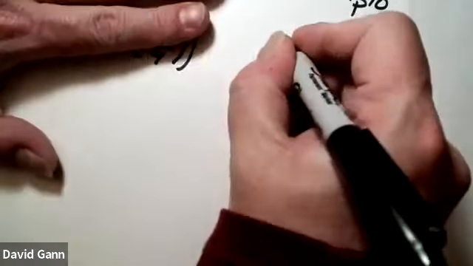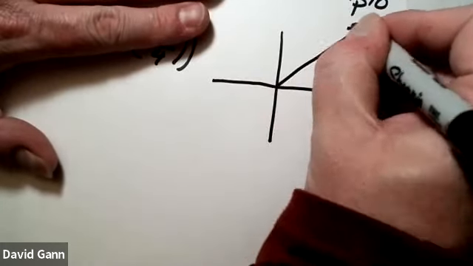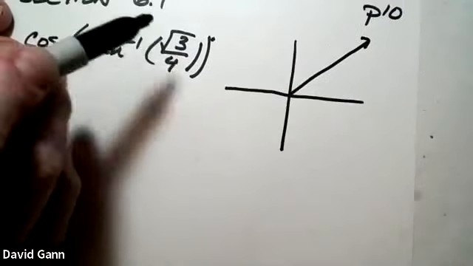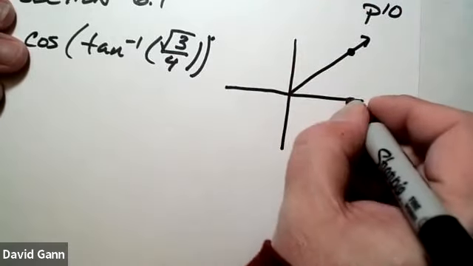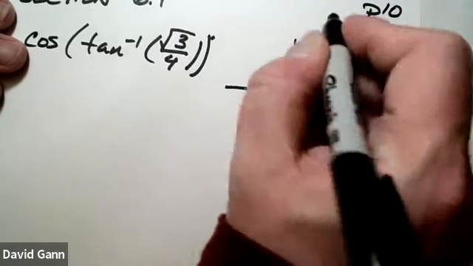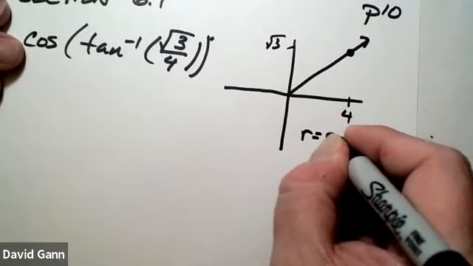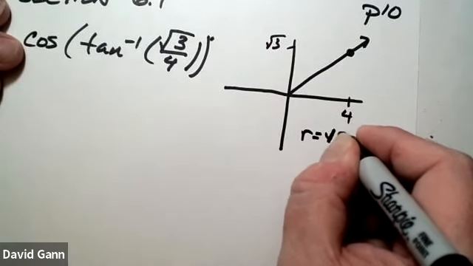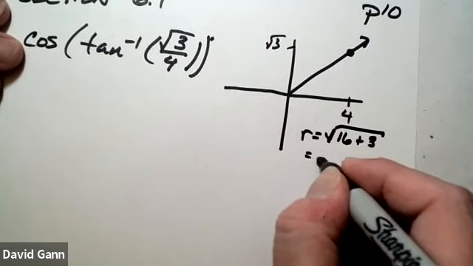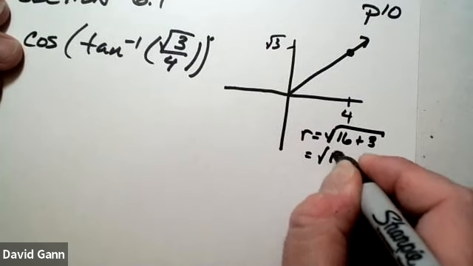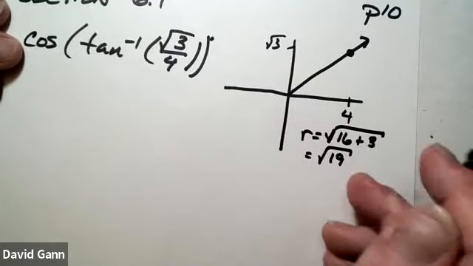So how about I maybe draw it and label what I do know. So this tells me what y is and what x is. So there's some point out there that has an x value of 4 and a y value of square root of 3, and the r value will be the square root of 16 plus 3, which will be square root of 19, right? That's just x squared plus y squared, take the square root.